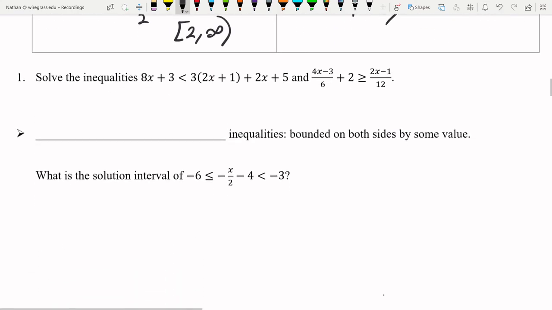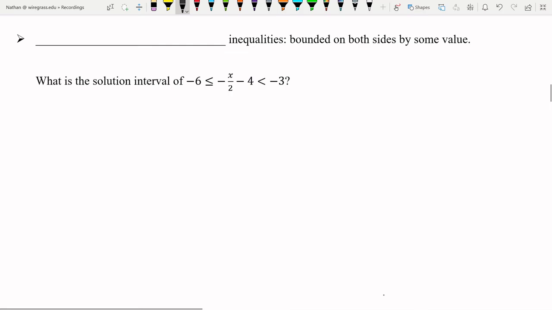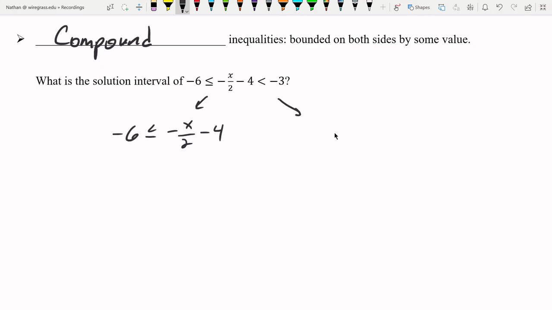Now, sometimes we have inequalities that look like this. They've got 2 different sides, and these are called compound inequalities. Really, this is the same thing as 2 inequalities. We have negative 6 is less than or equal to negative x over 2 minus 4, and negative x over 2 minus 4 is less than negative 3. But we can combine them because we have the same expression in both inequalities, and it's actually easier to do so.